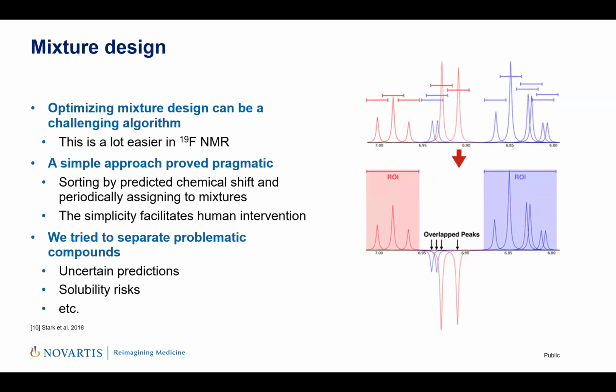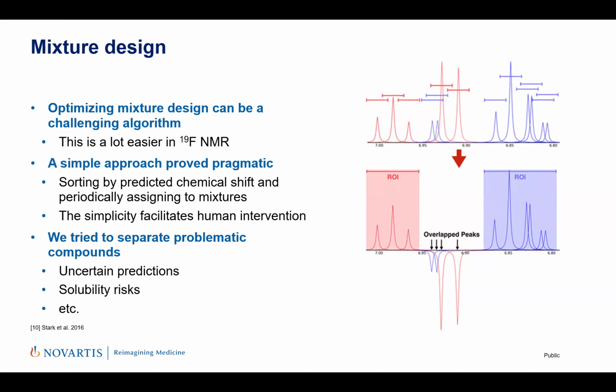One more thing I will do is mixture design. Mixture design for these kinds of mixture screenings can be an interesting algorithmic challenge. On the right here, you see some people doing this for proton NMR. In proton NMR, you have a lot more protons in molecules than you have fluorines, and so you have a lot more potential for the peaks to overlap, as you can see here. What you're optimizing is as little overlap as possible so that all the peaks are still very assignable.